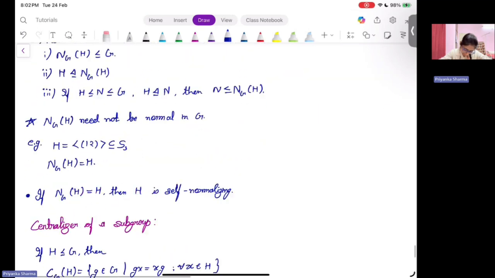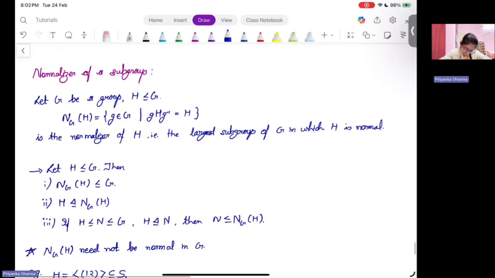Normalizer and centralizer. So what is the normalizer of a group? For this, we need a group, say G, and a subgroup of it, say H of G. Then the normalizer of H in G will be the collection of g belonging to G such that g H g inverse is H. That is, the normalizer is the largest subgroup of G in which H is normal.